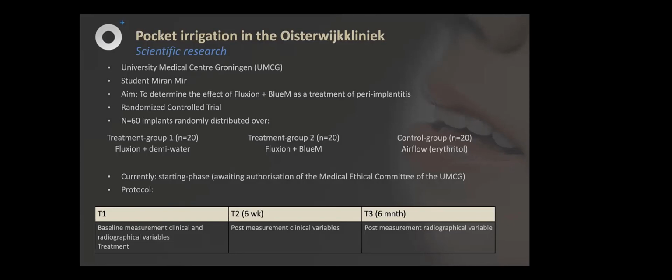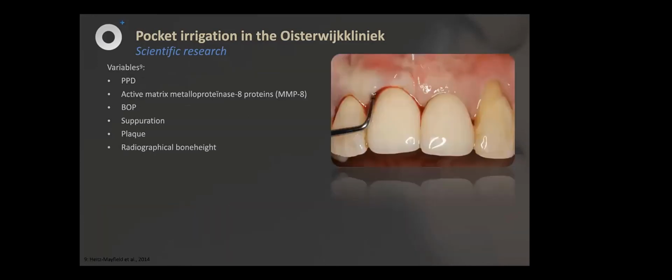The timeline will be: baseline measurement of clinical and radiographic variables, and treatment. After 6 weeks, we do the post-measurement, and we look at the clinical variables. And after 6 months, we do the post-measurement of the radiographic variables.